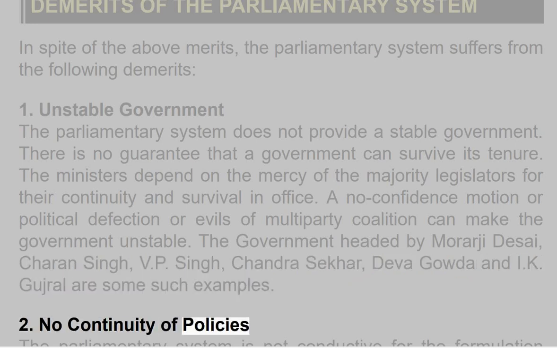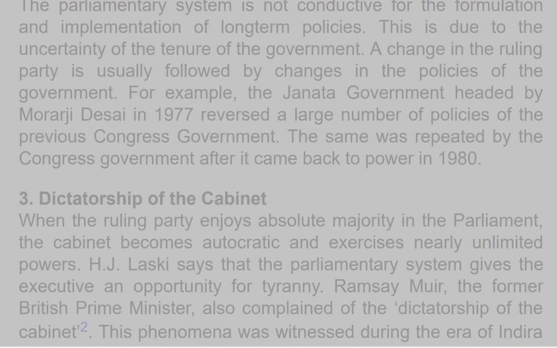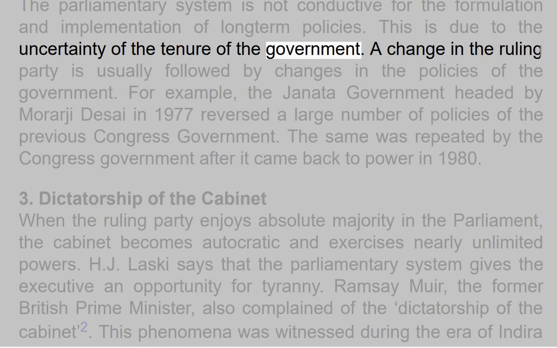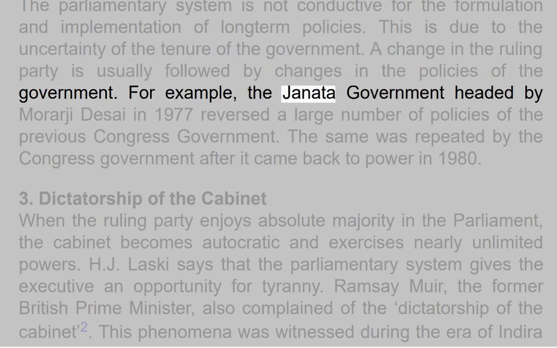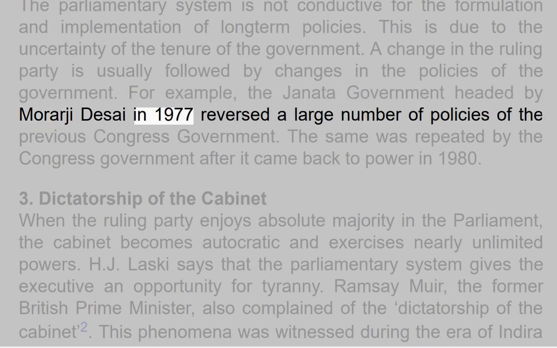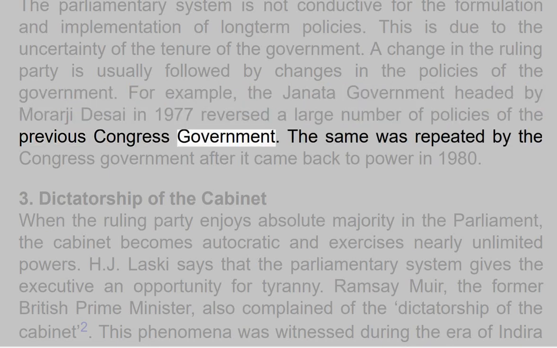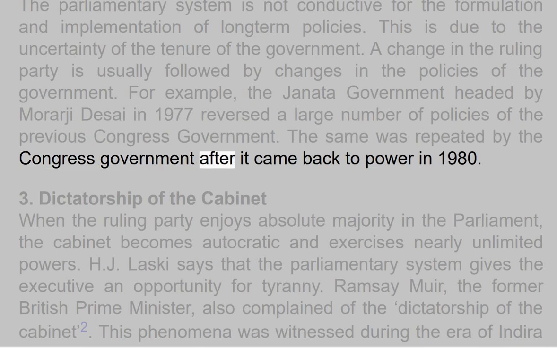2. No continuity of policies. The parliamentary system is not conducive for the formulation and implementation of long-term policies. This is due to the uncertainty of the tenure of the government. A change in the ruling party is usually followed by changes in the policies of the government. For example, the Janata government headed by Morarji Desai in 1977 reversed a large number of policies of the previous Congress government. The same was repeated by the Congress government after it came back to power in 1980.